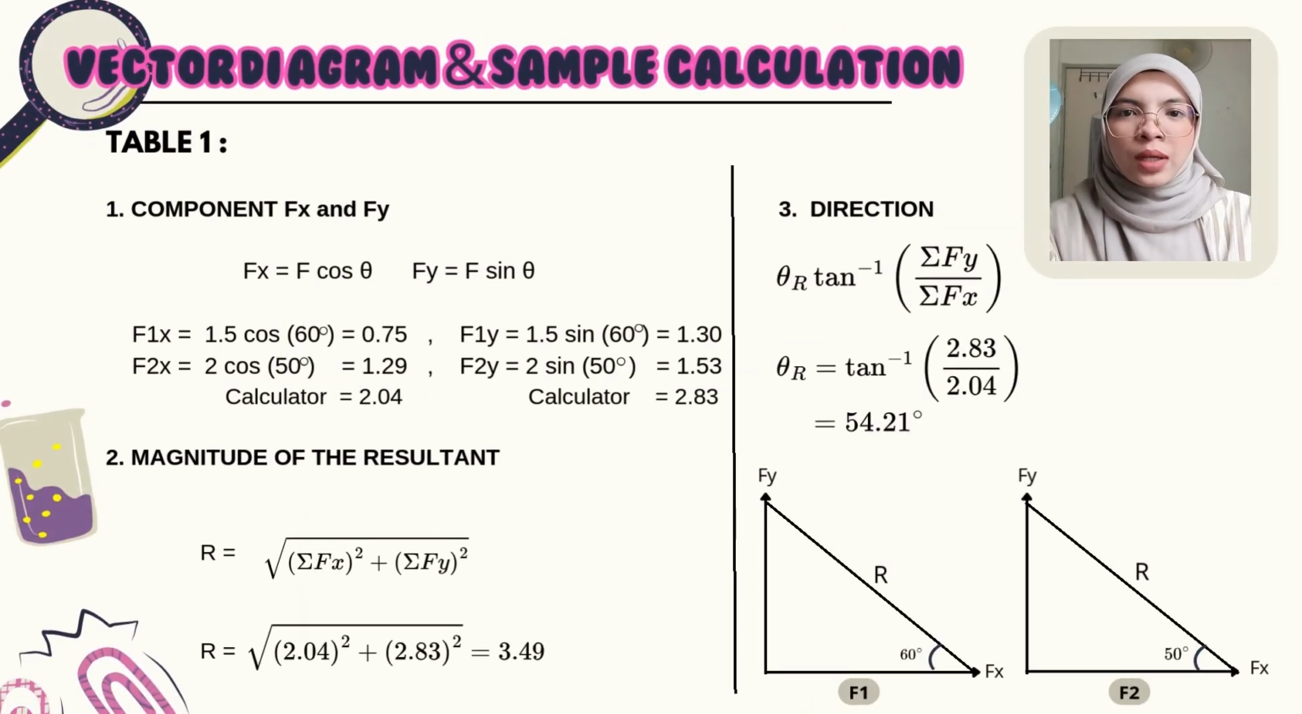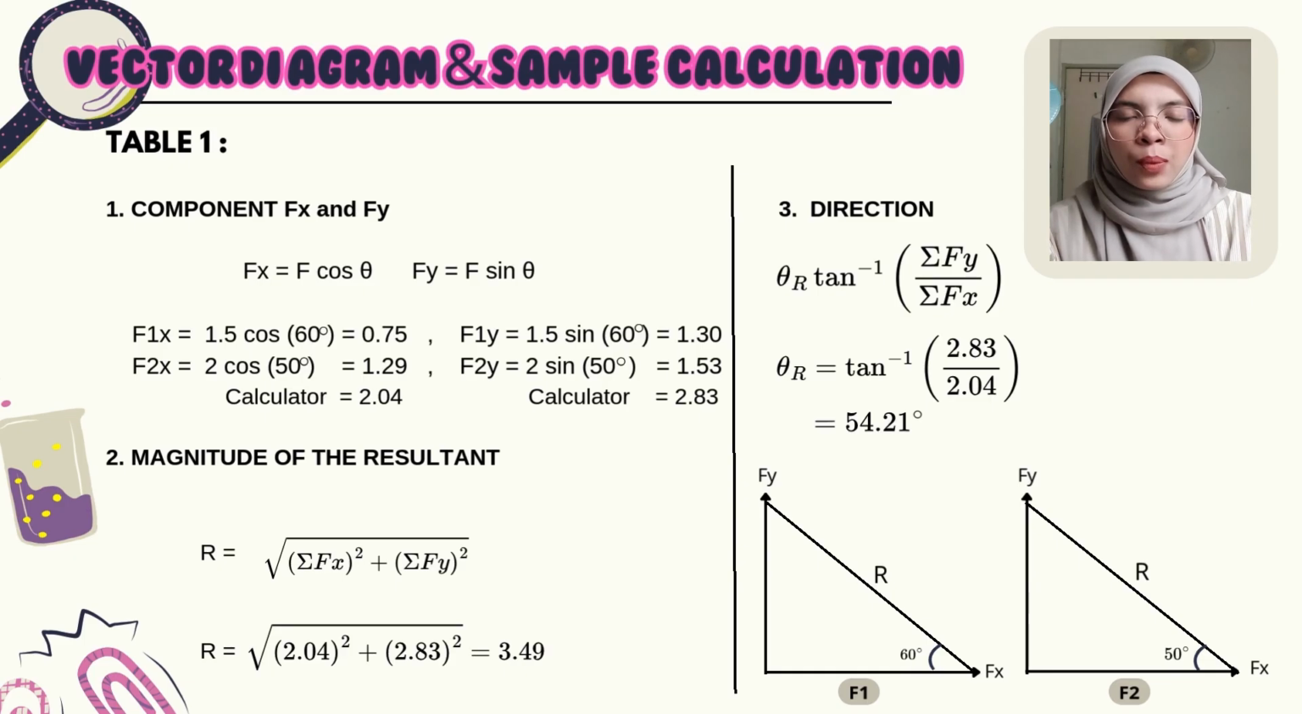The next slide shows an example of vector calculation and vector drawings that include the components Fx and Fy, the resultant magnitude and the vector direction. The Fx component is obtained using force cos θ, while Fy uses force sin θ. In addition, Fx and Fy are added to obtain sums of 2.044 for F1 and 2.834 for F2.